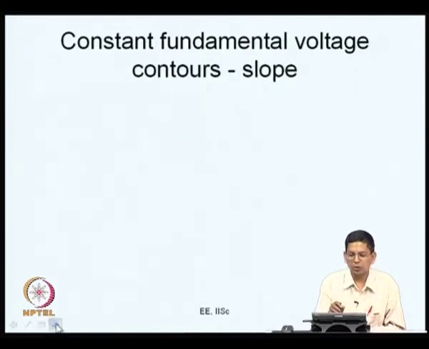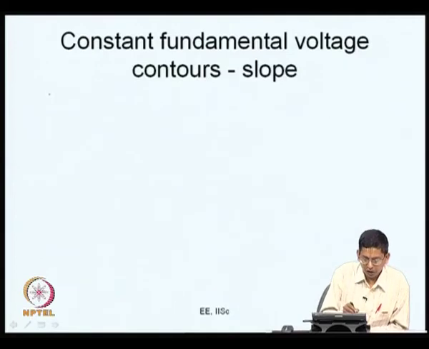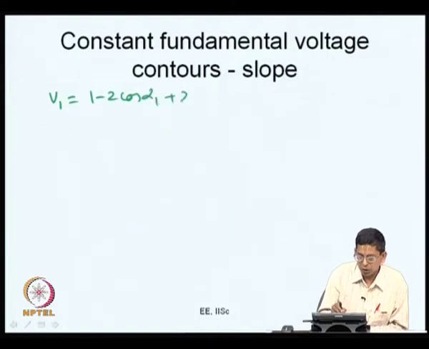So, the constant fundamental voltage contours, what we had was a kind of a curve. It will be interesting to understand the slope of this curve. Now, what we are saying is, we are looking at these curves V 1 is equal to 1 minus 2 cos alpha 1 plus 2 cos alpha 2. This is equal to some constant, let me call this k.